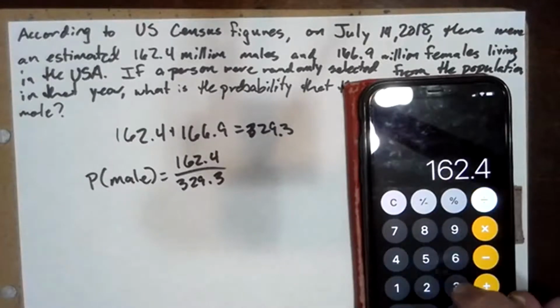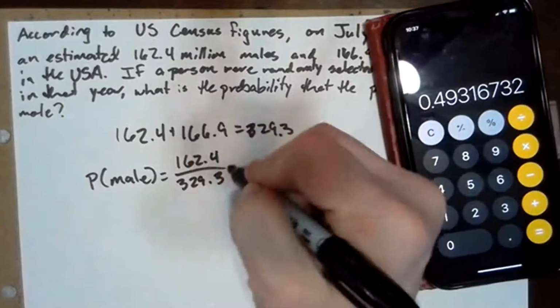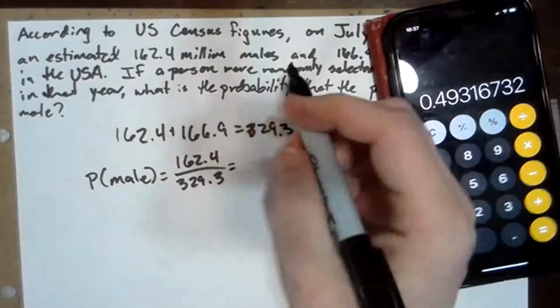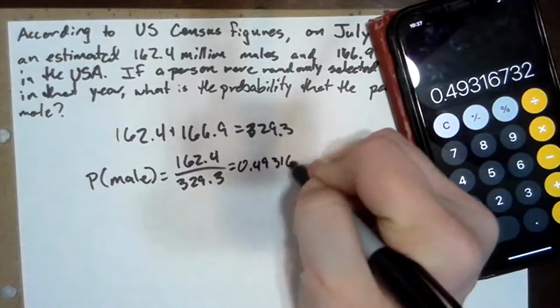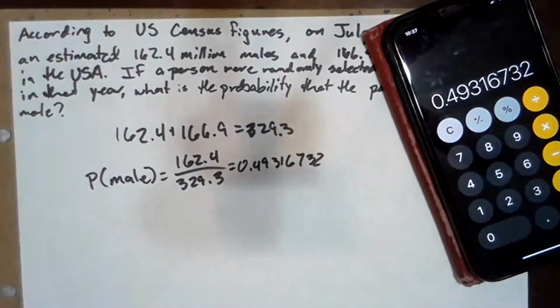Which gives us a probability to 8 decimal places. We don't need that many, but close enough, of 0.4931672. We could easily round that to about 0.49 and be happy with that.